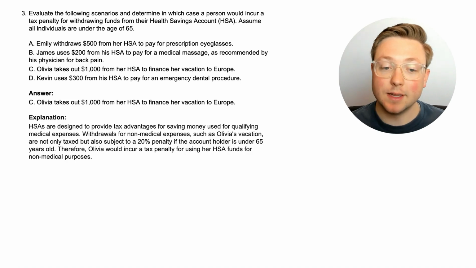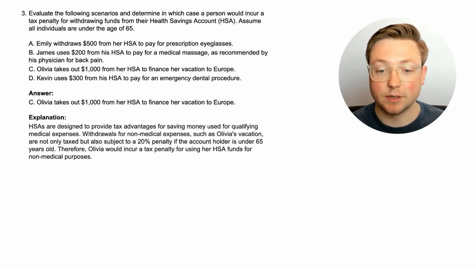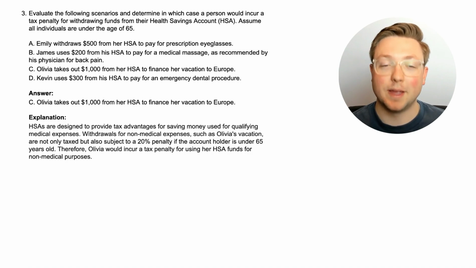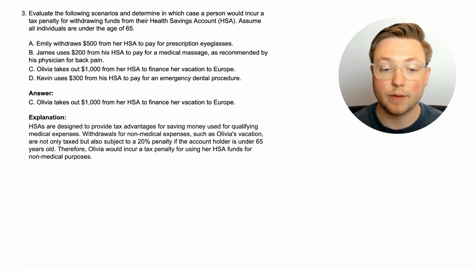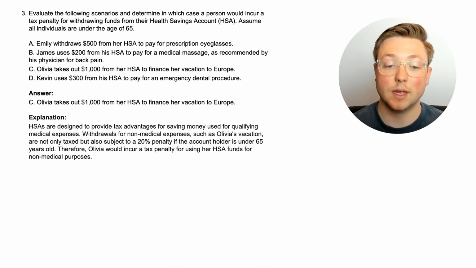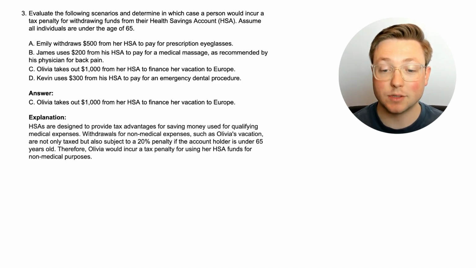Okay, and the answer was that Olivia, who takes out $1,000 from her HSA to finance her vacation to Europe, would pay a penalty. And that kind of makes sense because she's not using it for anything that is even remotely medically related. HSAs are designed to provide tax advantages for saving money used for qualifying medical expenses. Withdrawals for non-medical expenses, such as Olivia's vacation, are not only taxed, but also subject to a 20% penalty if the account holder is under 65 years old. Therefore, Olivia would incur a tax penalty for using her HSA funds for non-medical purposes.